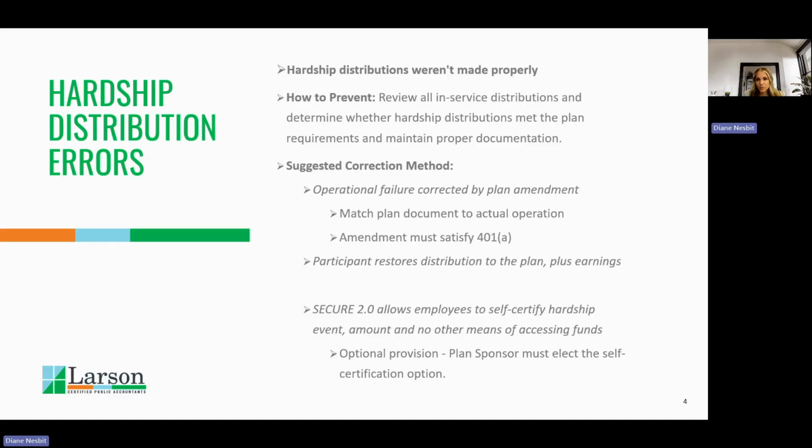So a suggested correction method is, this would be an operational failure corrected by plan amendment. You need to match the plan document to the actual operation. So say you allowed for a hardship distribution, but the plan document doesn't allow for them. That's where this correction method lines up. And any plan amendment must satisfy Section 401(a). And the participant should restore the distribution to the plan plus earnings is the second option. If you're not going to amend the plan document to reflect what's actually happening, then this is your other option, that the participant needs to restore the distribution to the plan plus earnings.